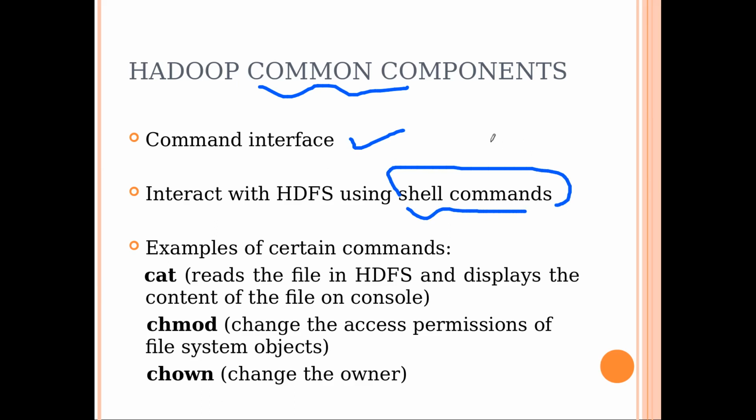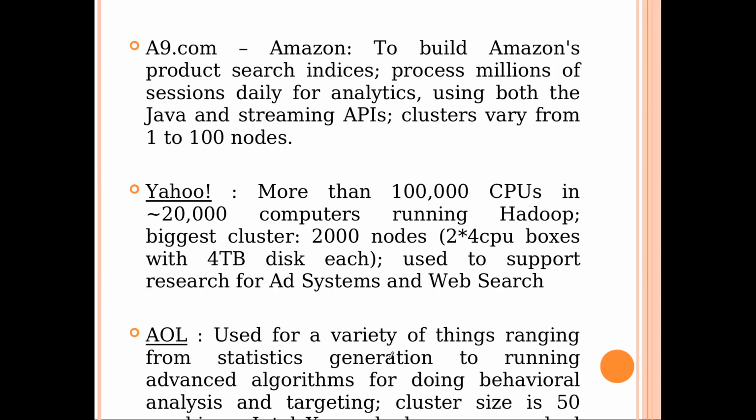Some of the commands used as part of Hadoop common are: cat is a command which reads the file in HDFS and displays the content of the file in the output console. Another command is chmod, which changes the access permissions of file system objects. And one more example command is chown, which is used for changing the owner of a file.